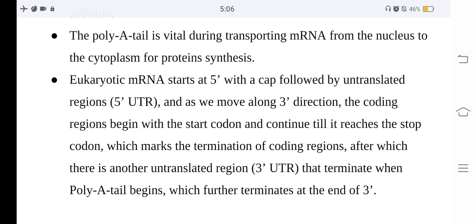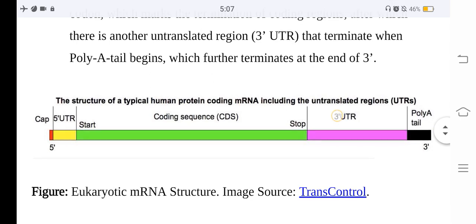Eukaryotic mRNA starts at 5' with a cap followed by the untranslated region, 5' UTR, and as we move along in the 3' direction, the coding region begins with the start codon and continues till it reaches the stop codon, which marks the termination of the coding region, after which there is another untranslated region, 3' UTR, that terminates when the poly A tail begins, which further terminates at the end of 3'.